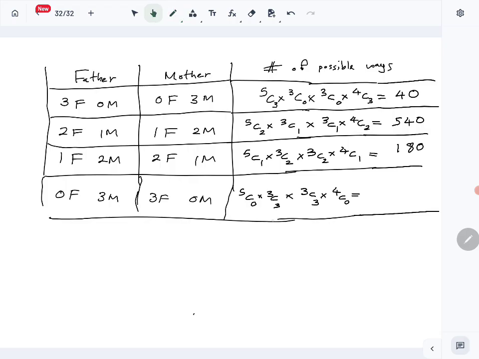Right. Then this one, 5C0 is 1. 3C3 is 1. 3C3 is 1. 4C0 is 1. So only one possible way of doing that. Right. So then the total number of ways is just add them together. So you get 40, 540, 180, 1, which is 761. So that is the answer. 761 ways to invite 6 people with those conditions. Right. Okay. So that is part A of question number 12. Next we will do part B.